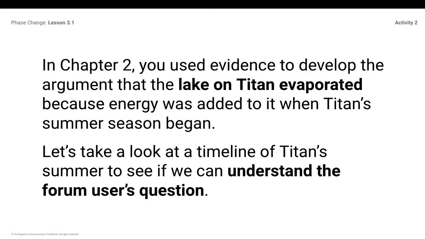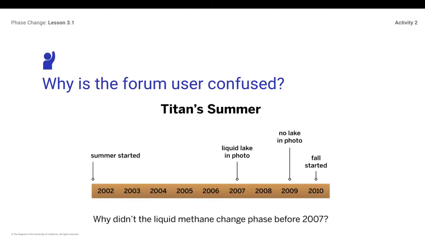In chapter 2, you used evidence to develop the argument that the lake on Titan evaporated. And you figured that out because all the evidence said that energy was being added to it when Titan's summer season began. So let's take a look at the timeline of Titan's summer to see if we can understand why the forum user is so confused.